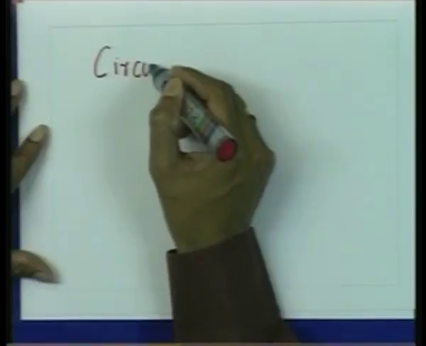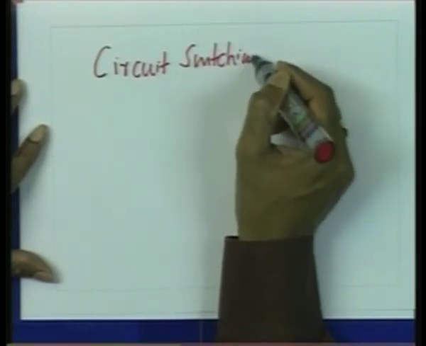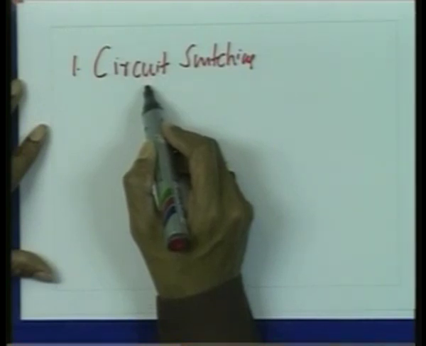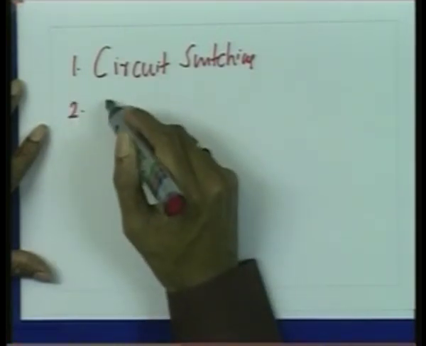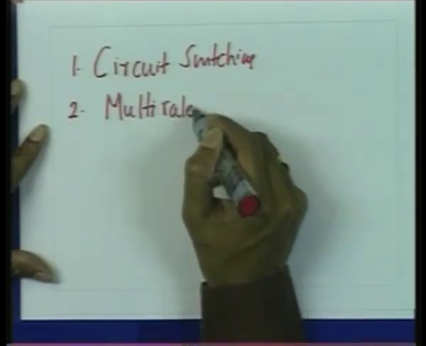Now let us review what kind of information transport modes we have discussed till now. One mode that we have discussed is circuit switching. We said that circuit switching is inefficient for bursty sources and also for the transport of those sources where the data rate requirements are different. Then we have studied multi-rate circuit switching.